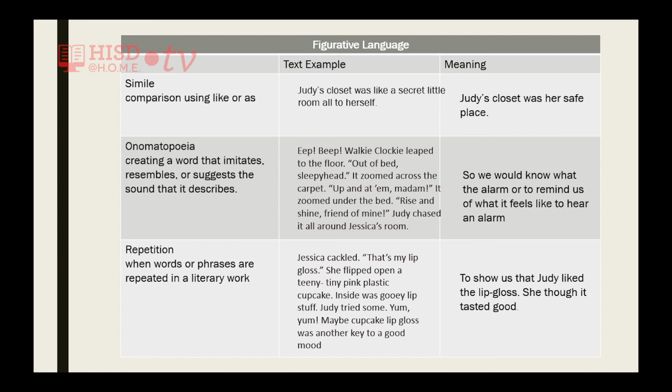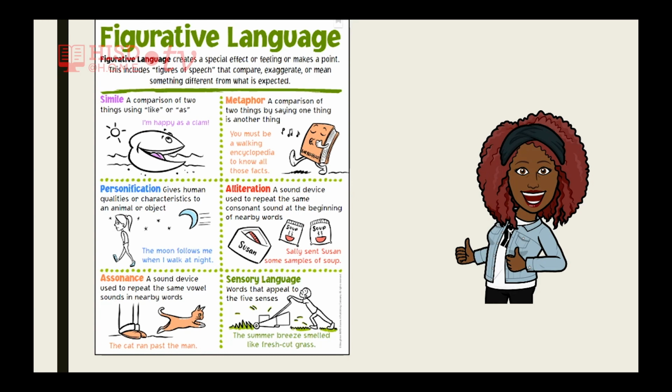So in here, the author repeated the phrase yum, yum. So when he did that, he was trying to show us that Judy liked the lip gloss. She thought that it tasted good. So as you're reading a fictional story, I want you to try to recognize if you see any figurative language in the story. Figurative language, again, is used to create a special effect or feeling, or to make a point. So the authors are going to compare, exaggerate, or mean something different than what is really expected.